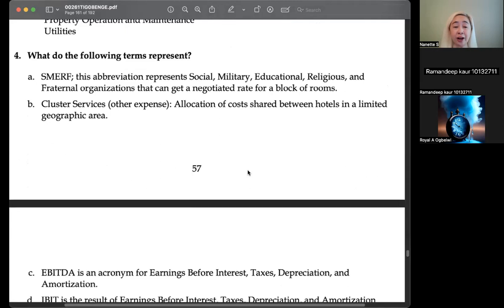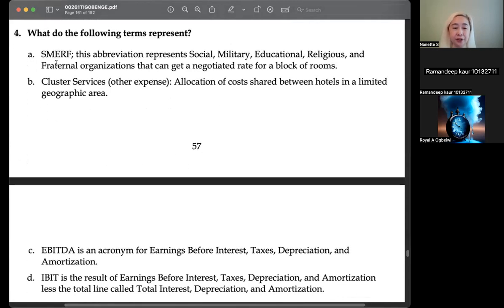So now let's go to our different markets. So our target market will come from many different types of customers. What is the Smurf market? Raman, what is Smurf? Some of the abbreviation represent social, military, educational, religious, and fraternal organizations that can get a negotiated rate for a block of rooms.